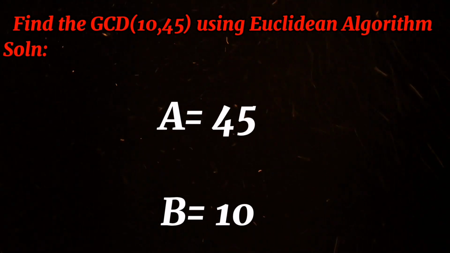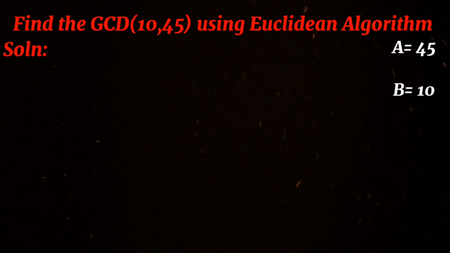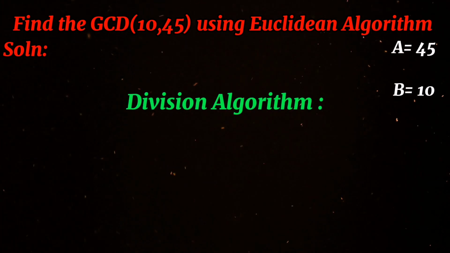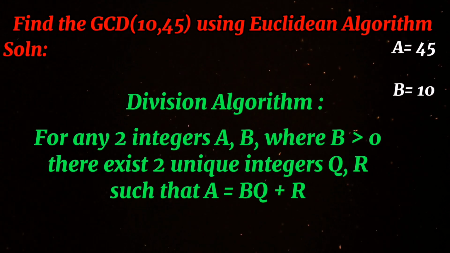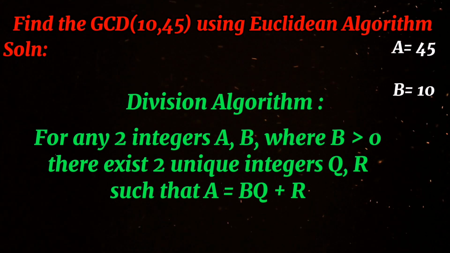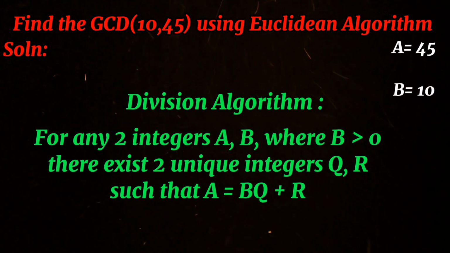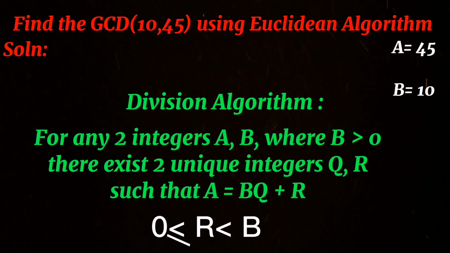Now, what do we need our A and B for? I'm going to take you back to another algorithm which exists mathematically, which is called the division algorithm. The division algorithm states that for any two integers A and B, where B is greater than 0, there exist two other unique integers, Q, which is the quotient, and R, which is the remainder, such that A is equal to BQ plus R, where 0 is less than or equal to R and R is less than B. That is the division algorithm.